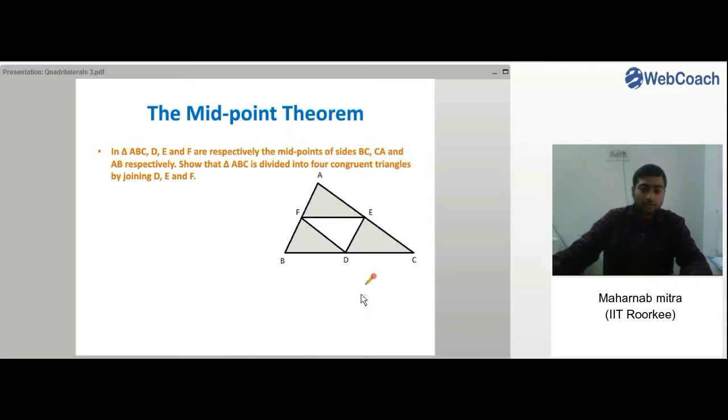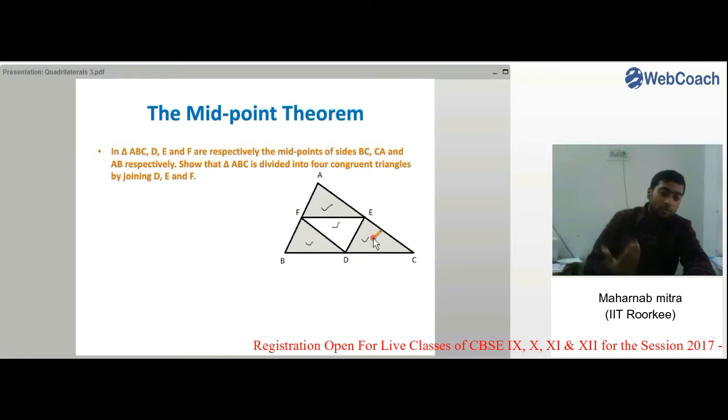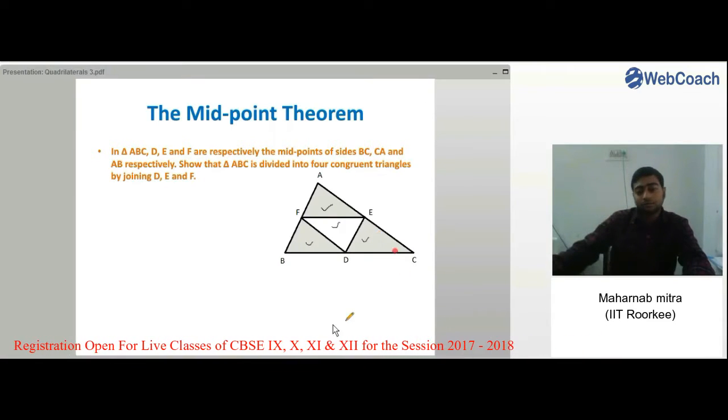And we need to show here that triangle ABC is divided into 4 congruent triangles. And which are the triangles? 1, 2, 3, 4. We have to show that these triangles are actually congruent to each other, right? Or in other words, after joining the midpoints of the sides, we get 4 triangles which are exactly alike with each other. So let us start solving it.